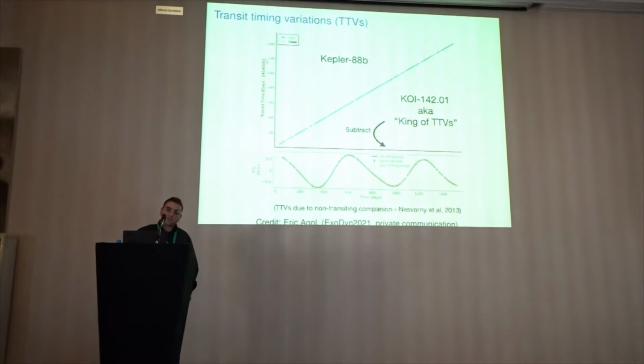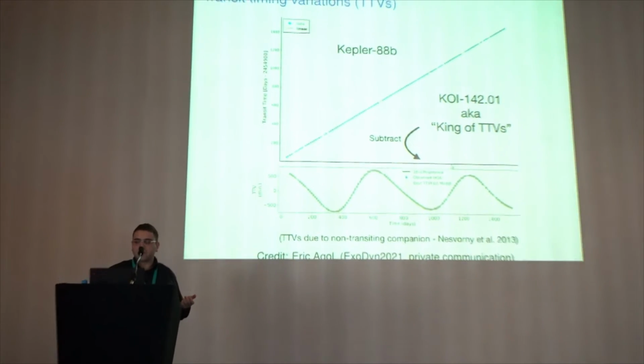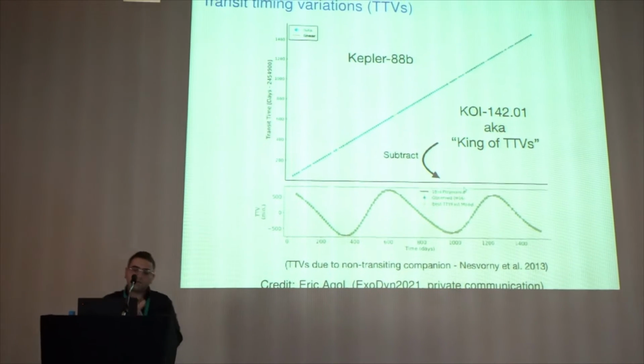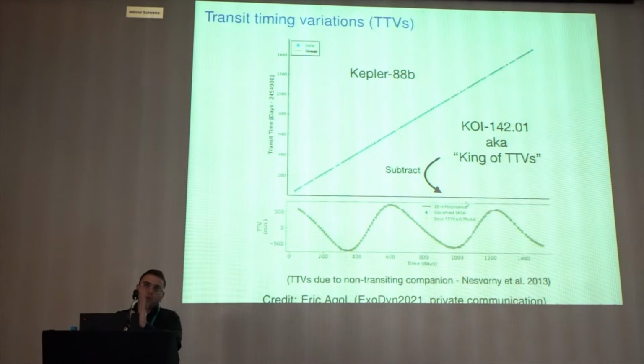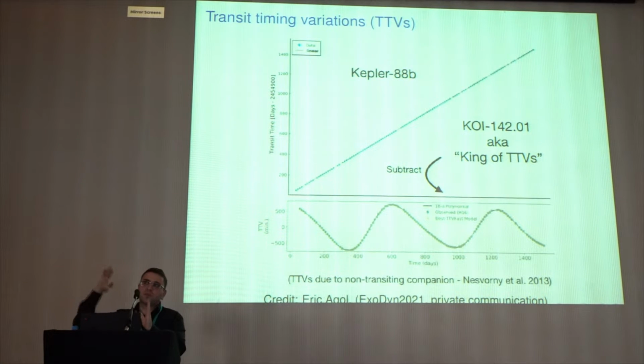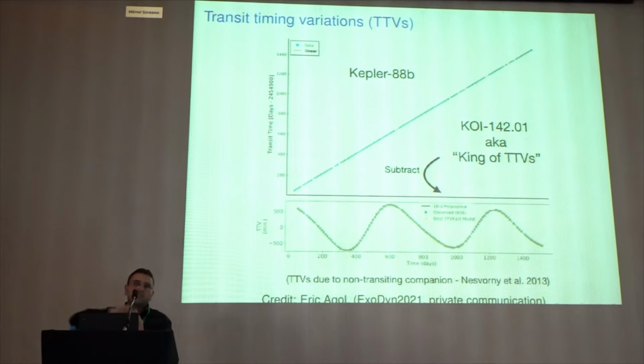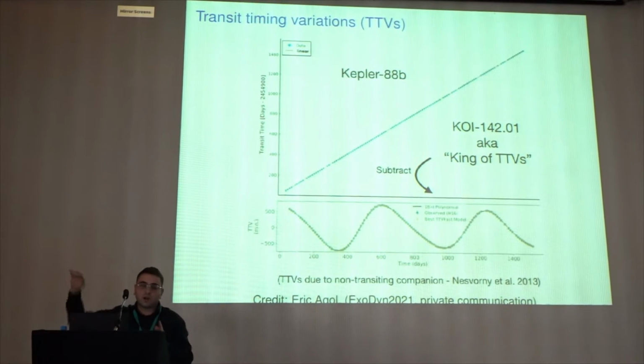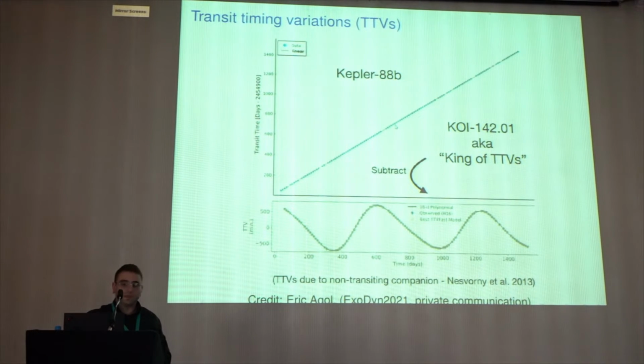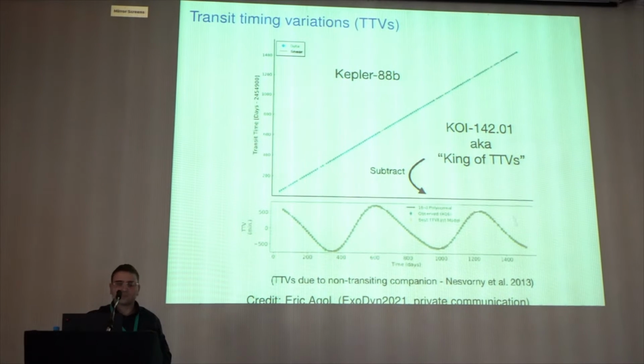On the y-axis you have the transit time, and you also have time on the x-axis. Basically, if you observe one transit and you know the period, you can always predict when the other transits will come. This is a linear relation, right? However, if you take the residuals from this linear fit, you get these strong excursions.